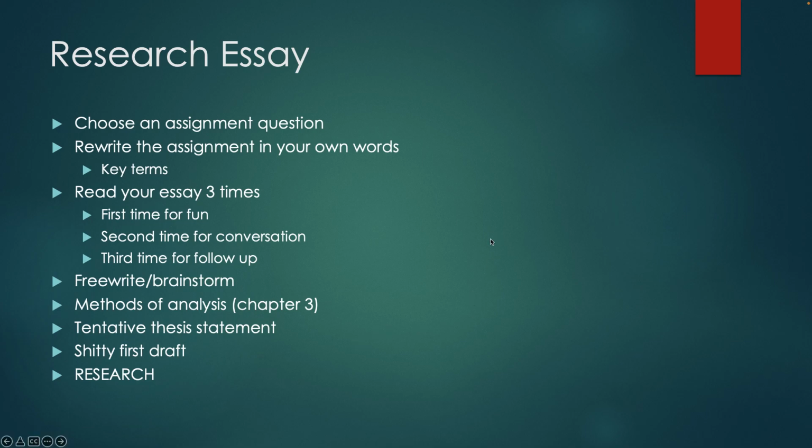In terms of rewriting the assignment in your own words, don't worry about that. That's not necessarily applicable here. But what is still applicable is that you think about your key terms. What are those terms or phrases or ideas that are going to be important to really understand and to define?